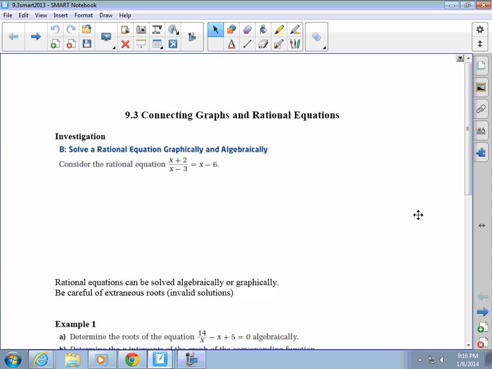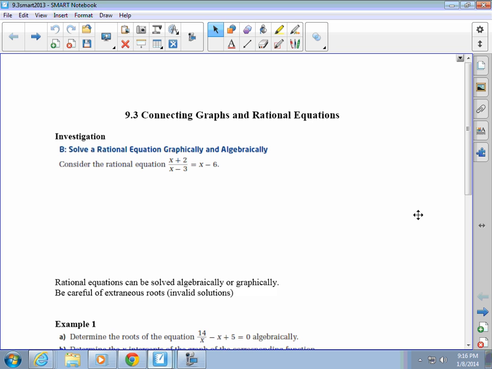Okay, last section, 9.3, is connecting graphs and rational expressions. So basically what we're saying is, when you look at a graph, what can that tell you about the rational expression? So if you're looking at a rational equation, especially an equation like the examples that we have here, where there are two parts to it.